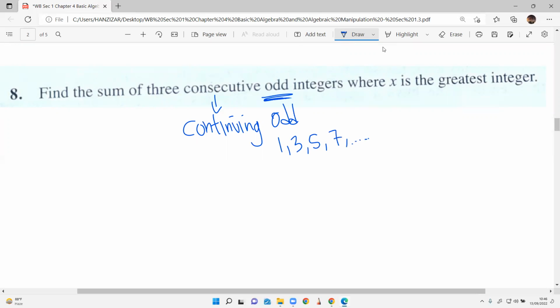Okay, we don't know what is the answer. What is the odd number? It can be anything. So x is the greatest integer. You lihat di sini. Focus here.